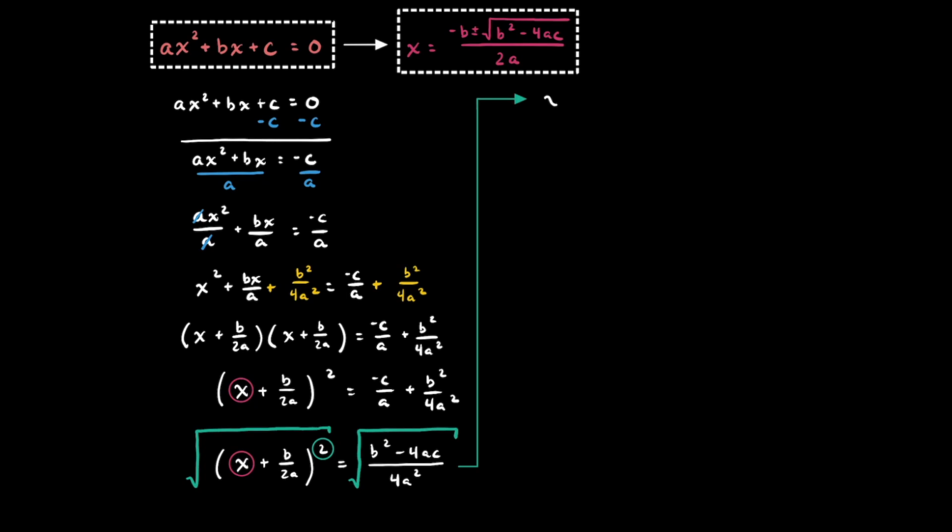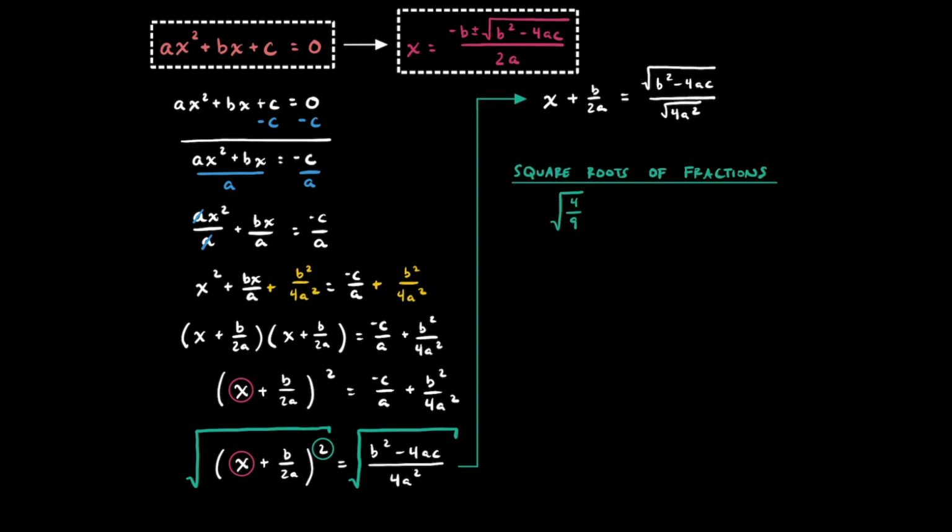Continuing this up here, the left side is just going to be x plus b over 2a and we can write the right side as the square root of b squared minus 4ac all over the square root of 4a squared. Just a reminder, when you're taking the square root of fractions, you're always allowed to separate the radical into the numerator and the denominator. The square root of 4/9 would simply be 2/3.